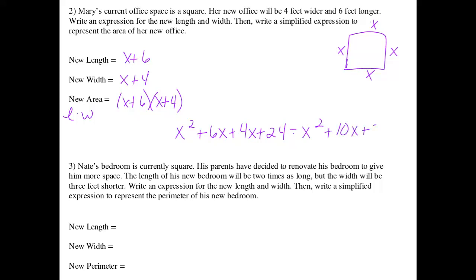All right, and whether you did box or FOIL, final answer in simplified form, x squared plus 10x plus 24. All right, I want you to try it all out on your own for number 3, and then come back to the video for the explanation.